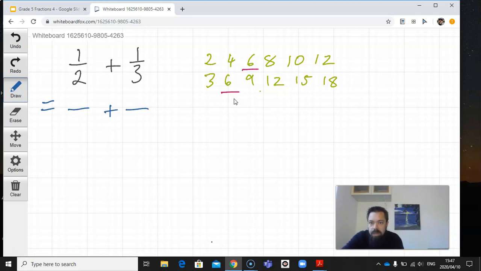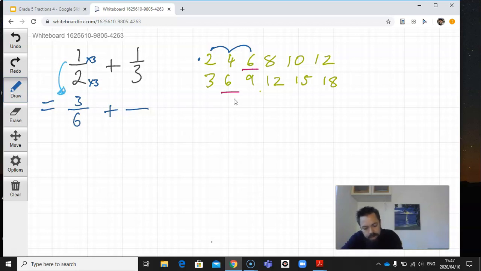So what do I need to times 2 by to get to 6? If you can't think of it in your head, have a look at the times table on the right. This is my 2 times table, so 1, 2, 3. Times by 3, what I do to the bottom, I do to the top. So this fraction now becomes 1 times 3 is 3, 2 times 3 is 6. It's an equivalent fraction over there.